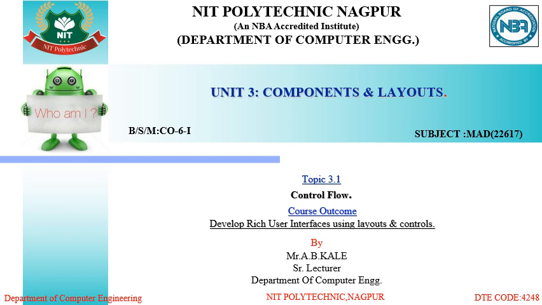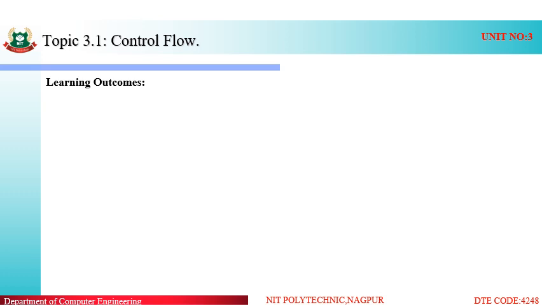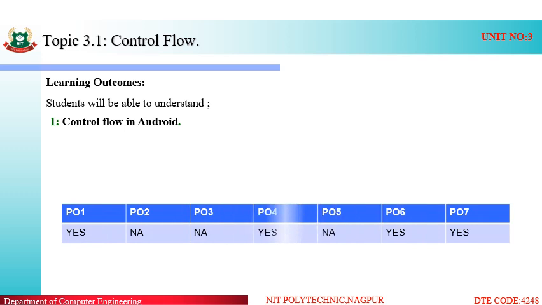The course outcome for this unit is develop rich user interfaces using layouts and controls. Learning outcomes of this topic include to study the control flow in Android. POs mapped are PO1, PO4, PO6 and PO7.